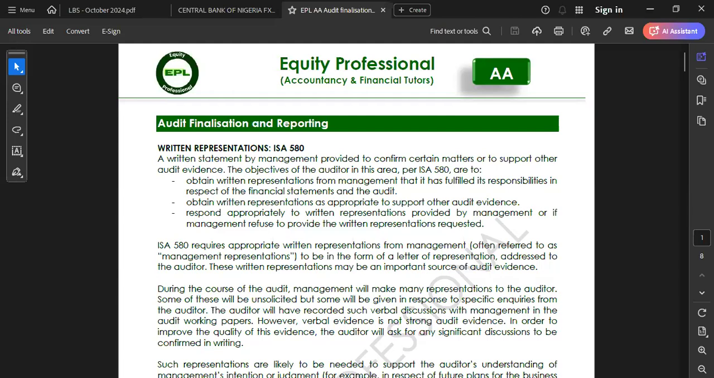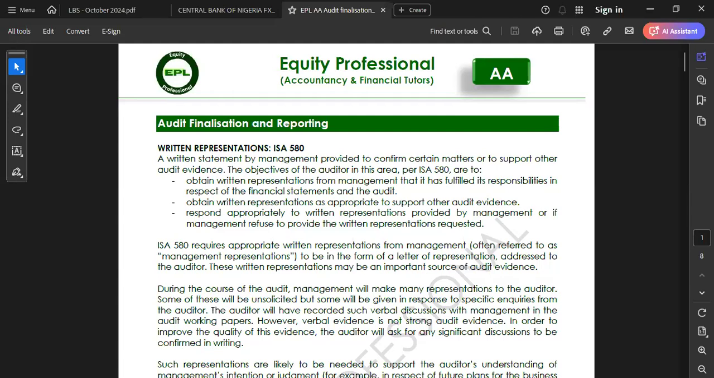And the standard that covers written representation is ISA 580. According to ISA 580, there are three main objectives that written representation seeks to cover.